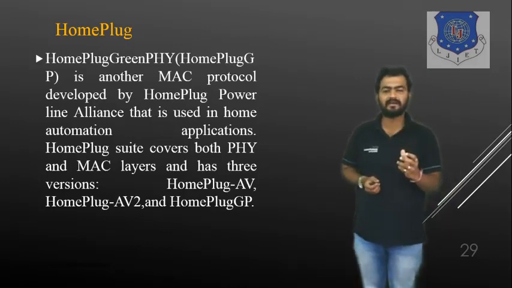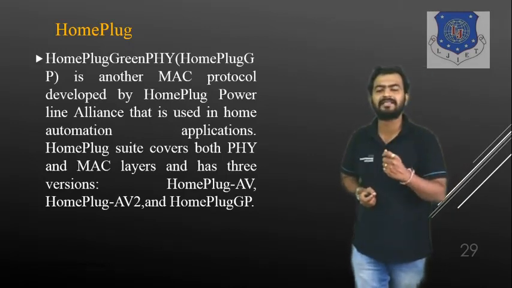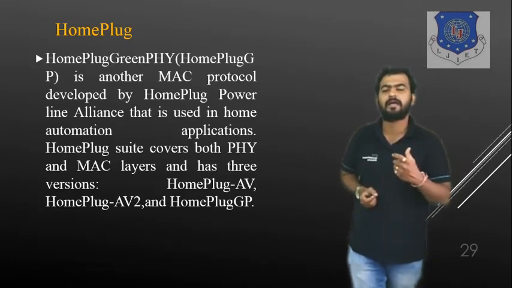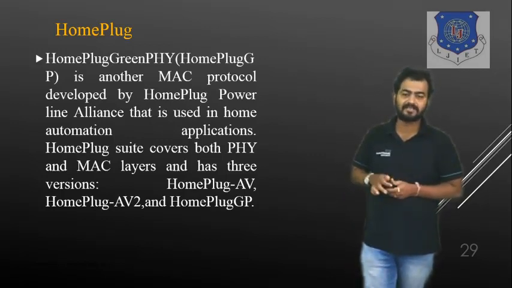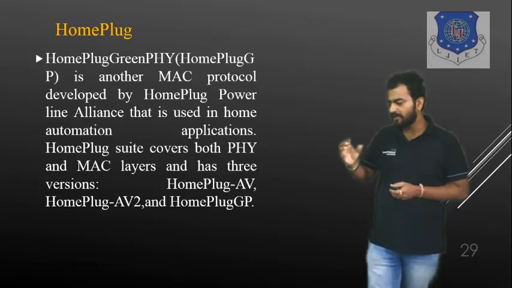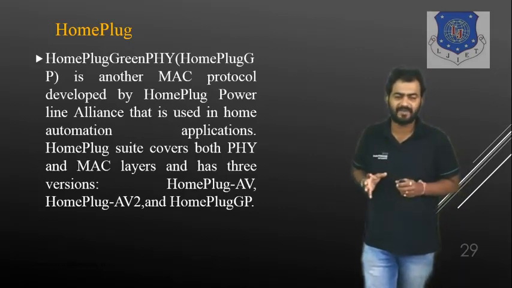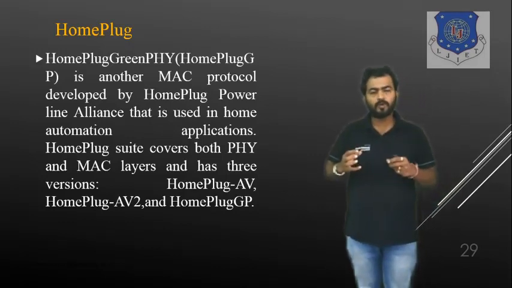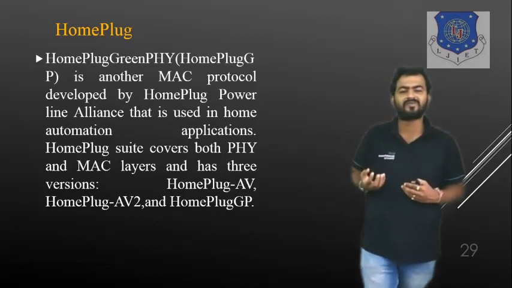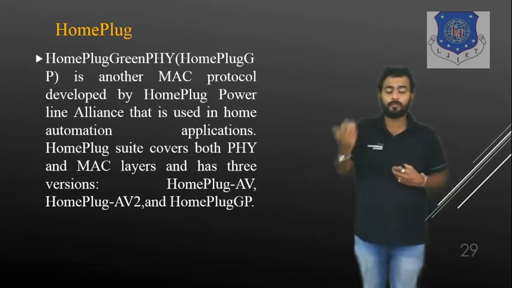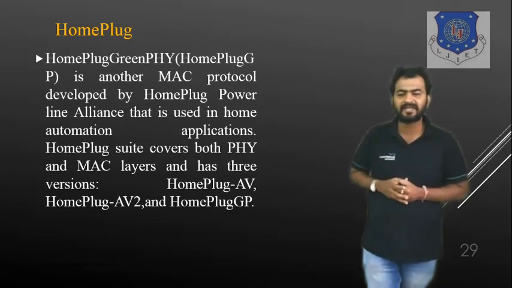HomePlug Green PHY or HomePlug GP is another MAC layer protocol. It is developed by the HomePlug Powerline Alliance and is used in home automation applications. As I already told you, that particular protocol is designed specifically for home automation systems because it has to work in a certain range only. So you are definitely getting good accuracy, good latency, good throughput, and many more parameters. So it's specifically designed for home automation applications.